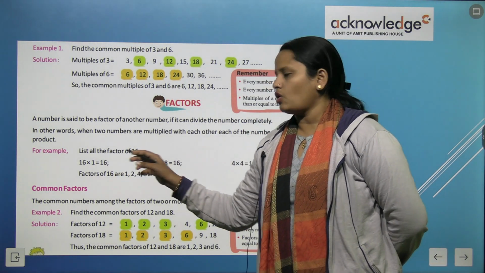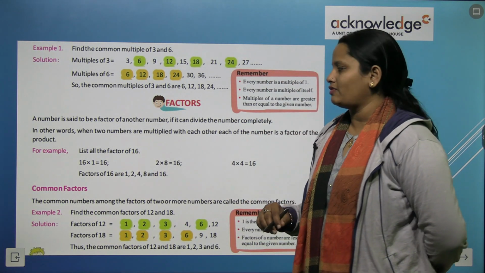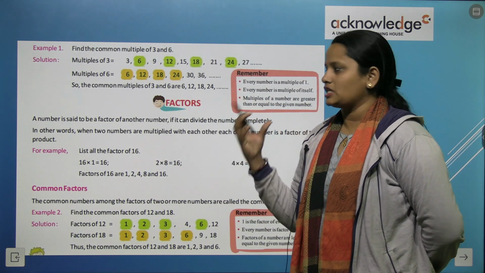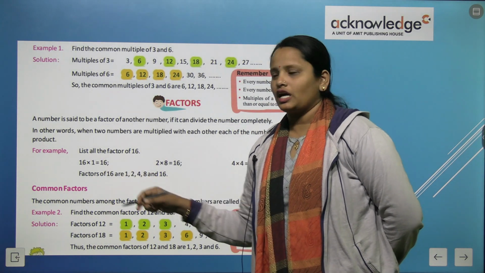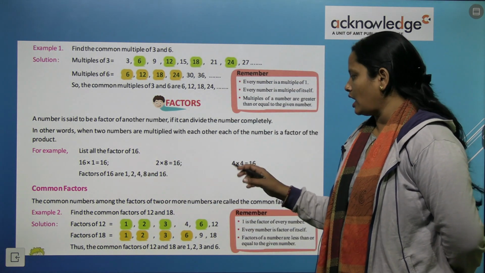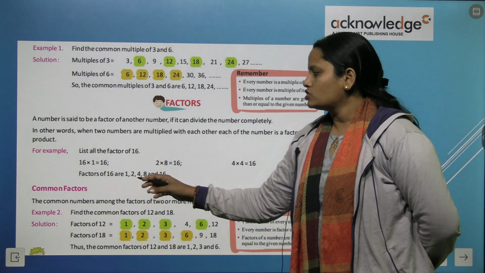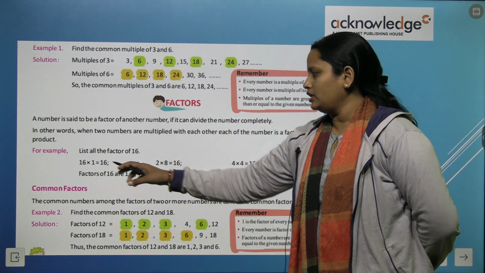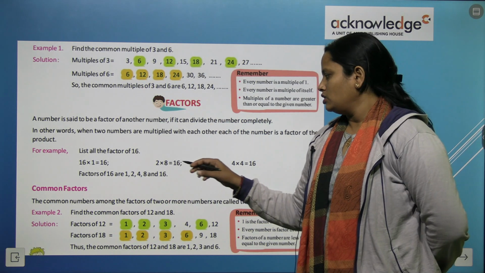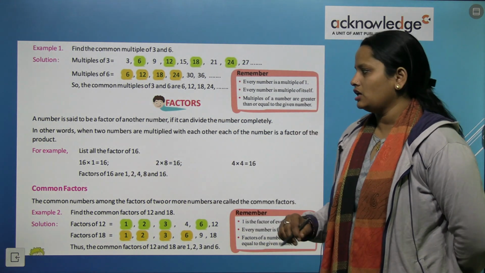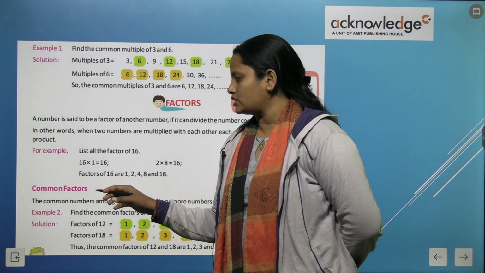For example, list all the factors of 16. 16 के सारे factors बताने हैं. So 16 जो है जिन numbers की table में आता है वो बताना है. तो 16 1 times, 2 8s are and 4 4s are. So in sub tables में 16 आता है. So here the factors of 16 are 1, 2, 4, 8 and 16. These are the factors of 16.